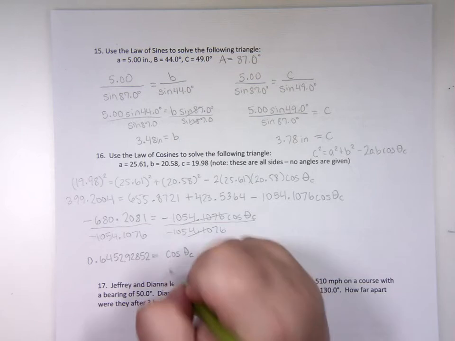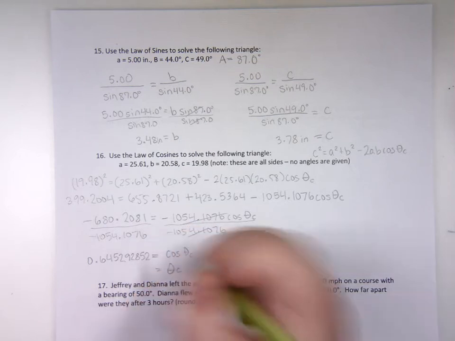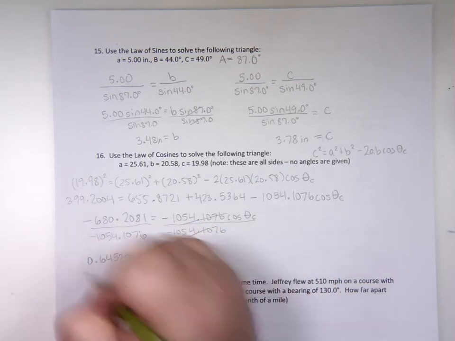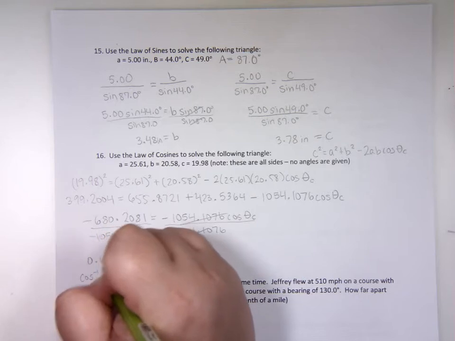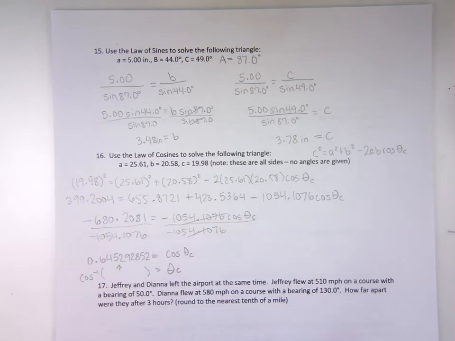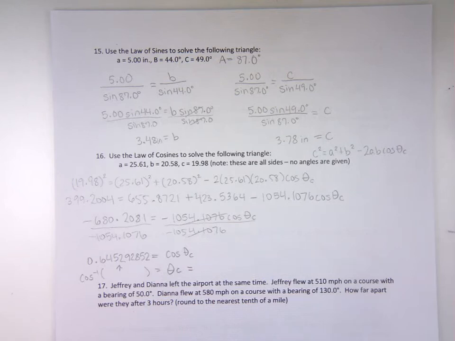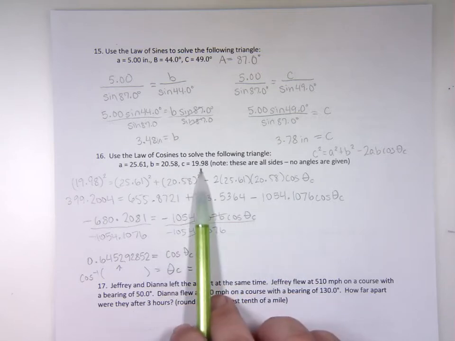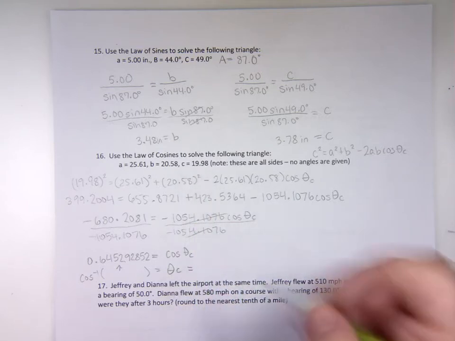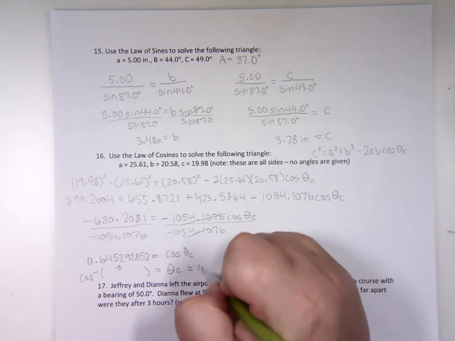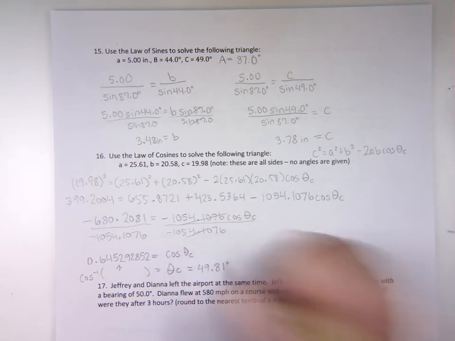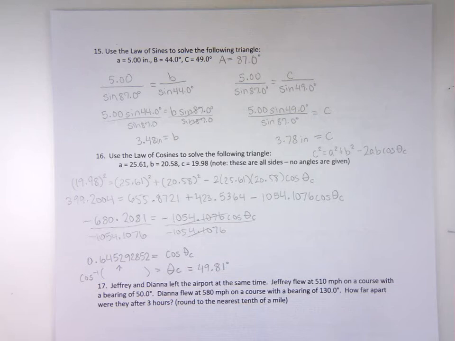And so now theta c is going to be the inverse cosine of this. And now that we've finally made it to the end, we notice that we have 4 significant digits, so I'm going to call my angle 49.81 degrees. Okay, great.